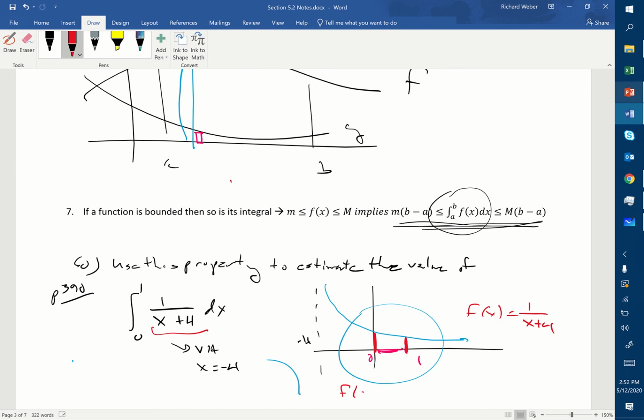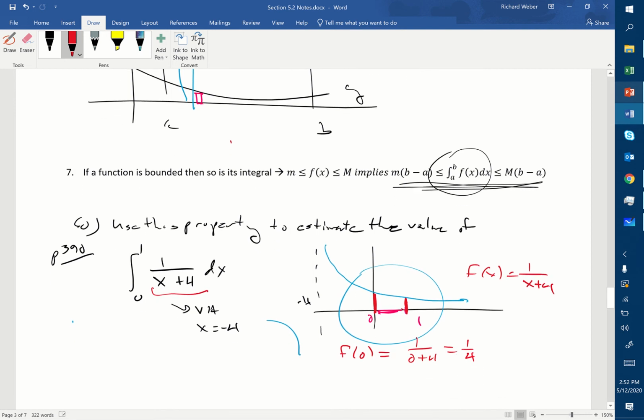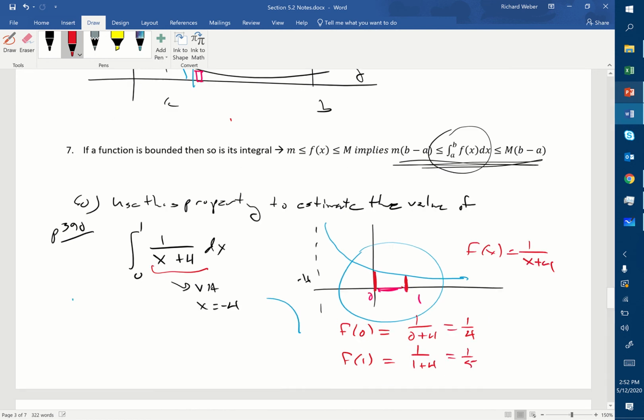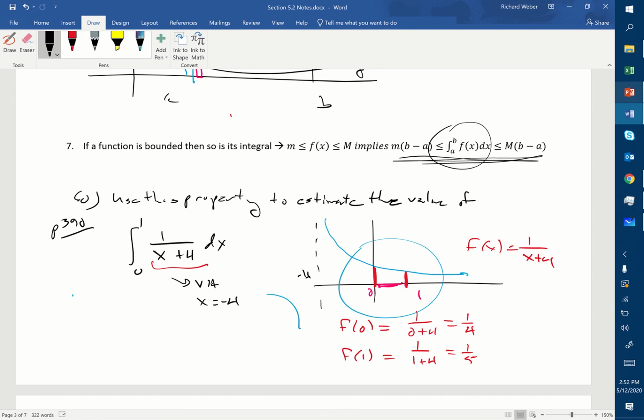You simply ask, what's f of 0? F of 0 is 1 over 0 plus 4, which is 1/4. Then what is f of 1? Well, f of 1 is 1 over 1 plus 4, which is equal to 1/5. All right, so what we can say is the following: 1 over x plus 4 is greater than or equal to 1/5, but less than or equal to 1/4. So what does the property say?